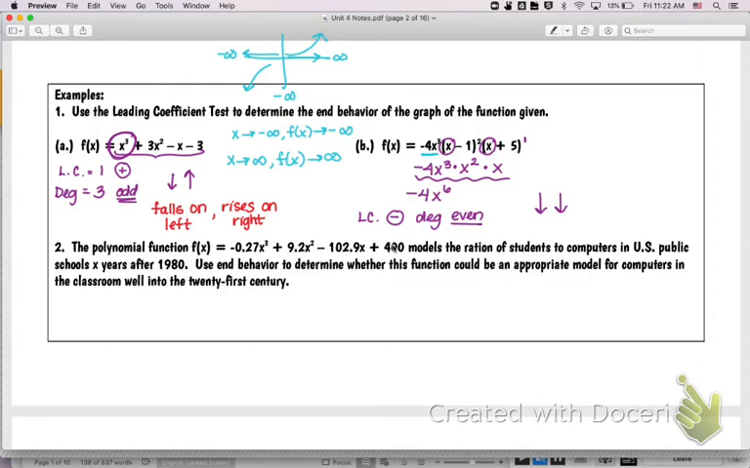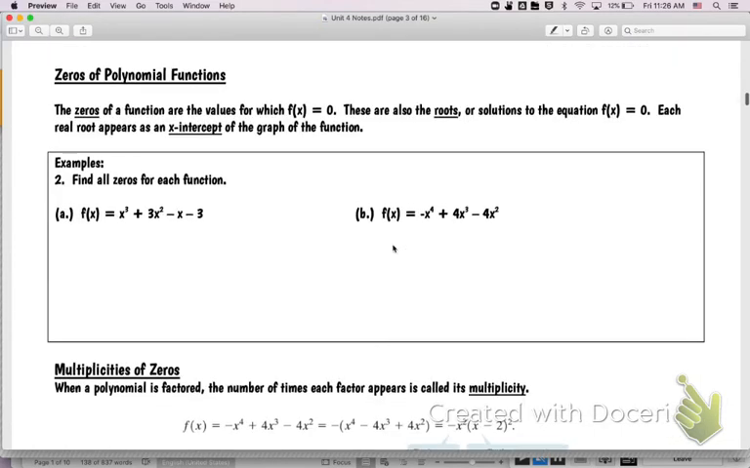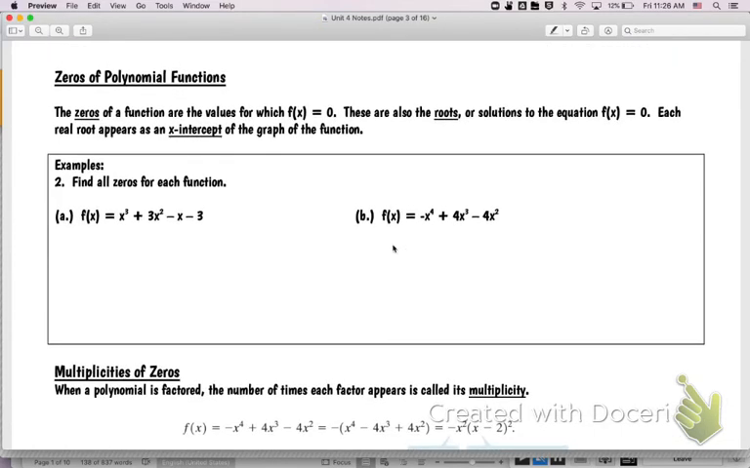All right, let's talk about finding the zeros of polynomials. This is going to require factoring. So we've already talked about solving quadratic equations, how we can use the zero product property. With polynomials, it's the same thing. We're going to use our factoring strategies and set it equal to 0. So the zeros of a function are where f of x equals 0. Sometimes these are also called the roots or the solutions.